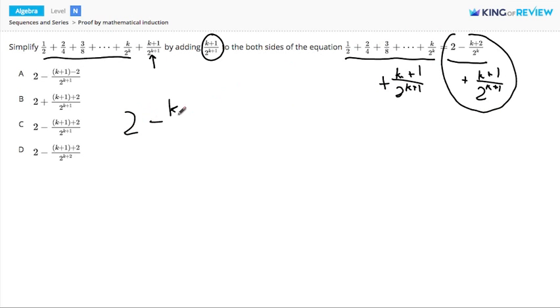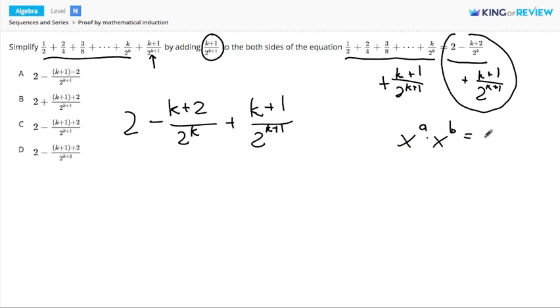2 minus (k+2)/2^k plus (k+1)/2^(k+1). Now, looking at all the answer choices, I always have the 2 in front, so I'm going to leave this 2 alone. I'd like to combine these two fractions together, though, because all of these answers only have one fraction in them. To add or subtract fractions, we need to have common denominators. Well, one of these is 2^(k+1), and one is 2^k. We can use a property of exponents that says x^a times x^b is the same thing as x^(a+b).